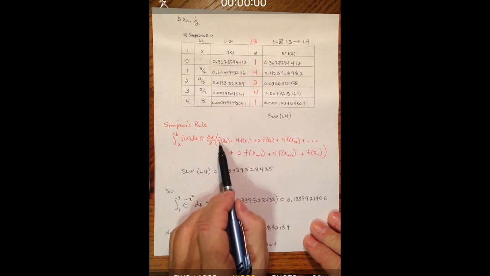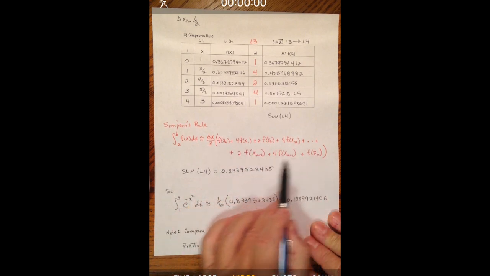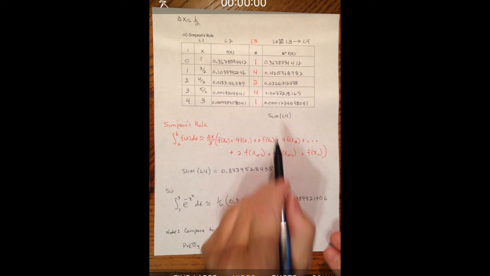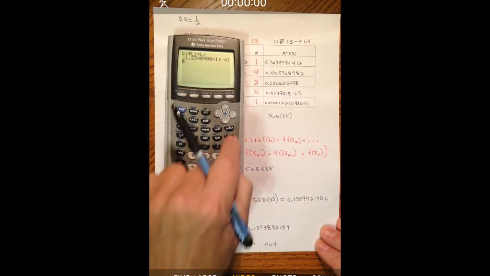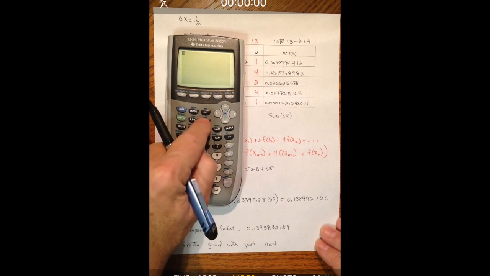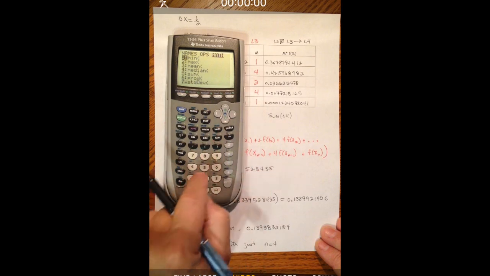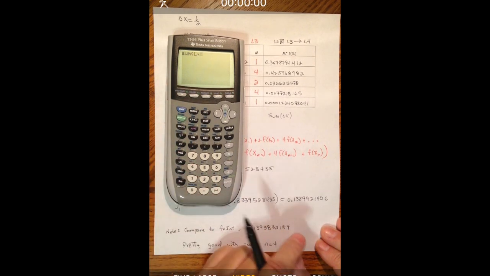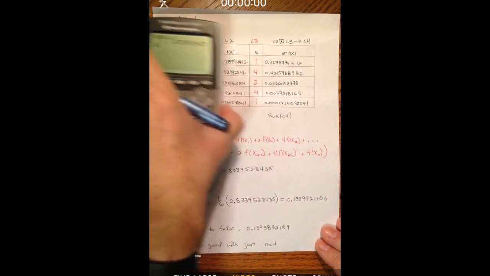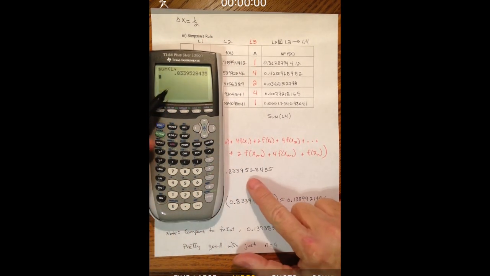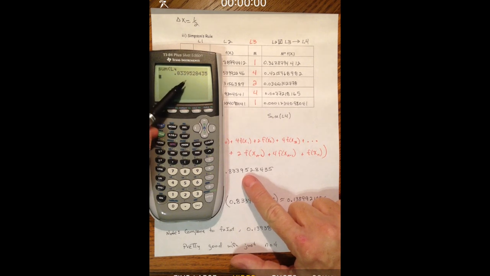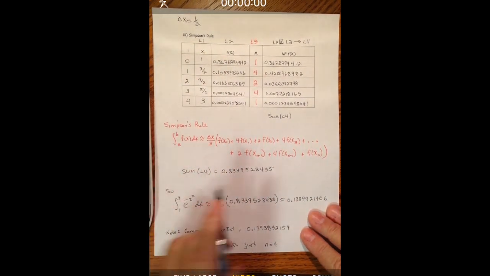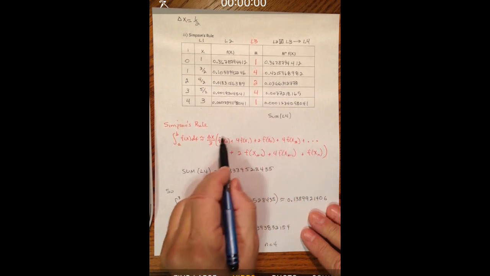Now, for Simpson's rule, we want to get this number that's in the parentheses. Well, this number is obtained by just adding these values here. So we need to find a sum of L4. So again, it's second, list, go over to the math menu, and it's number 5. So there's my sum command. Now substitute in L4, hit enter. So see, there's the number. I believe that shows up right here. See it? 0.83395. The sum of L4 is this number that's in the parentheses here.